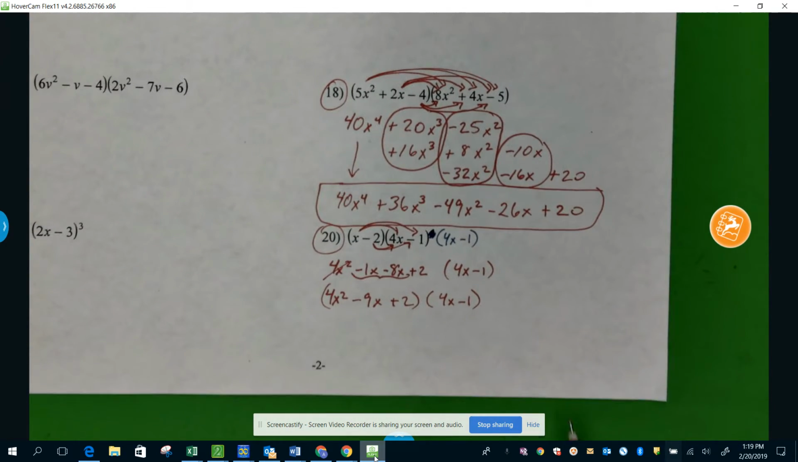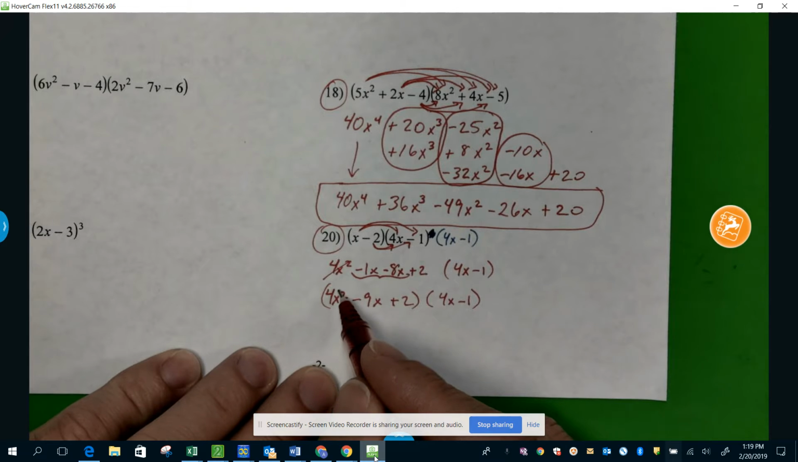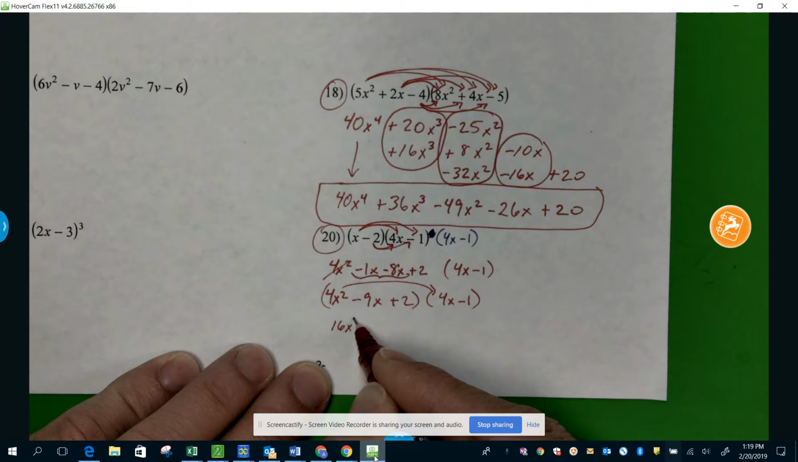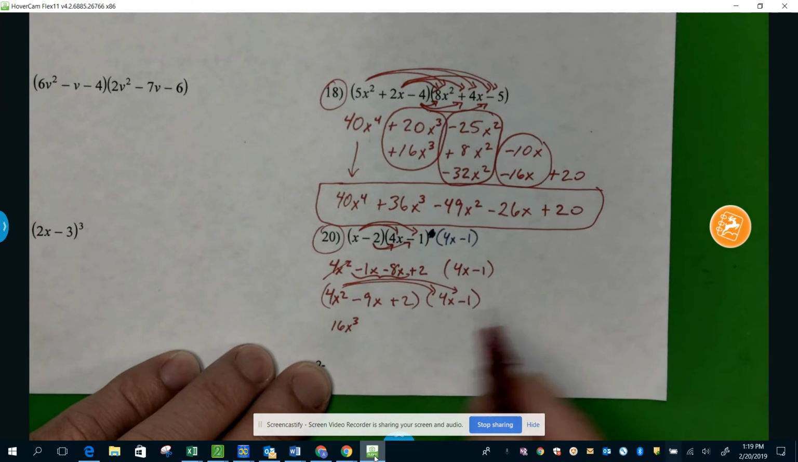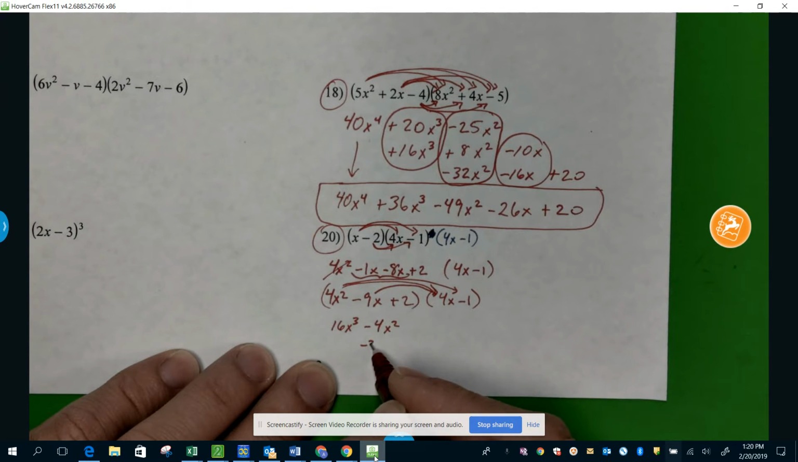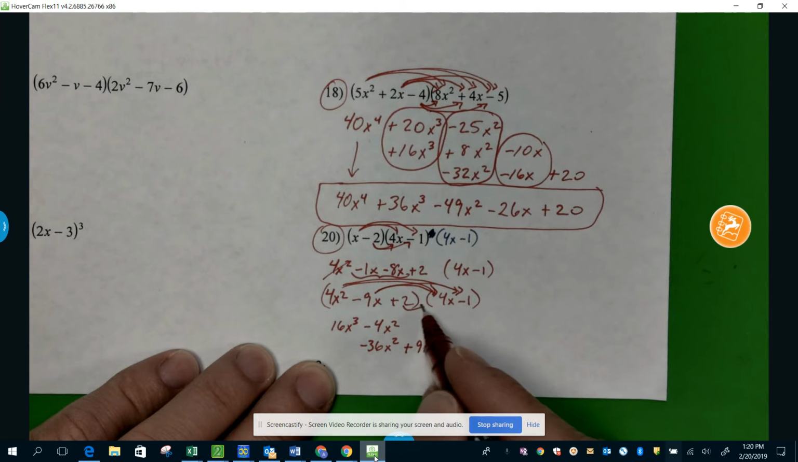And since I'm doing a lot of distributing here, I'll write it the way I did number 18. Stack them on top of each other. 4x squared times 4x, that's 16x cubed. Now 4x squared times negative 1, that's negative 4x squared. Now negative 9x's turn. Negative 9x times 4x, that's negative 36x squared. Negative 9x times negative 1, that's positive 9x. Now it's the 2's turn. 2 times 4x, that's positive 8x. I line my like terms. 2 times negative 1 is negative 2.